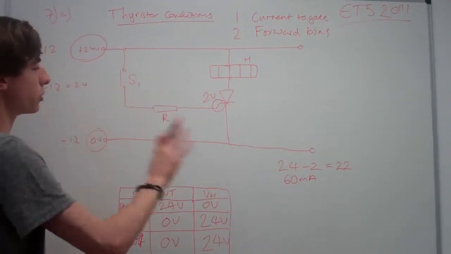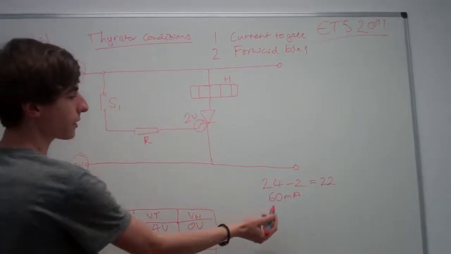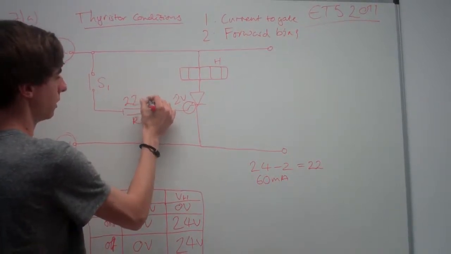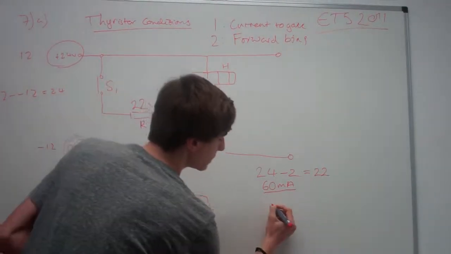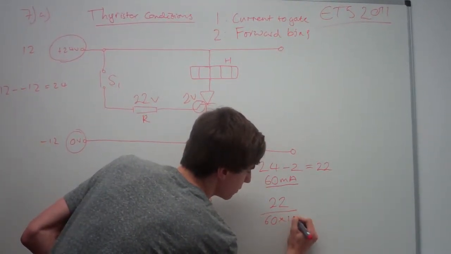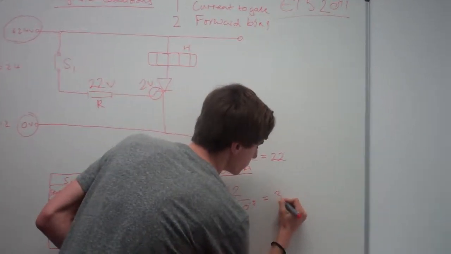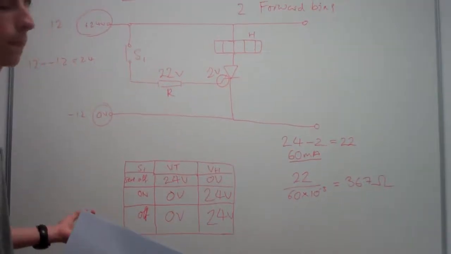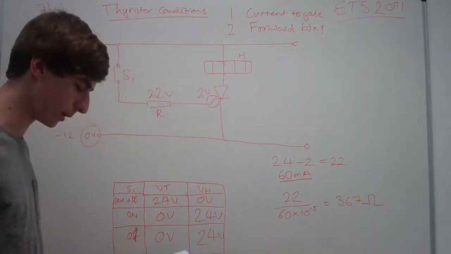So we're thinking about the switch is pressed on, we need a certain amount of current to be going through this resistor, and that's 60 milliamps here. So we know we've got a 22 volt drop across it, and we know that we need 60 milliamps to be going through it. So nice and easy, 22 divided by 60 milliamps, which, as I worked out before, gives us 367 ohms. Nice and easy. Remembering, obviously, I'm using Ohm's law to work that out.